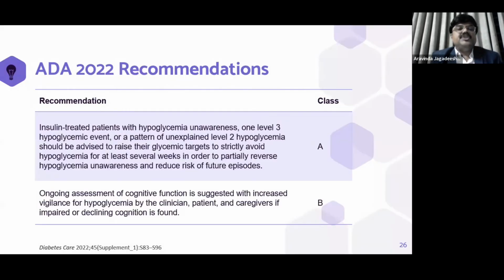Insulin-treated patients with hypoglycemia unawareness, one level 3 hypoglycemic event, or a pattern of unexplained level 2 hypoglycemia should be advised to raise their glycemic targets to strictly avoid hypoglycemia for at least several weeks, in order to partially reverse hypoglycemia unawareness and reduce risk of future episodes. Ongoing assessment of cognitive function is suggested, with increased vigilance for hypoglycemia by the clinician, patients, and caregivers if impaired or declining cognition is found.